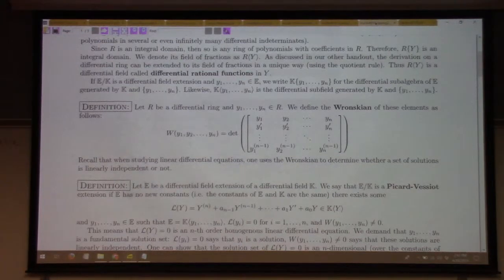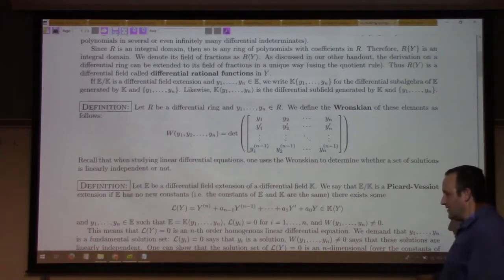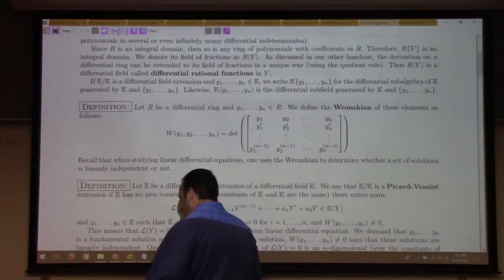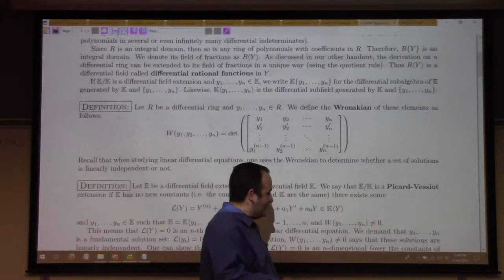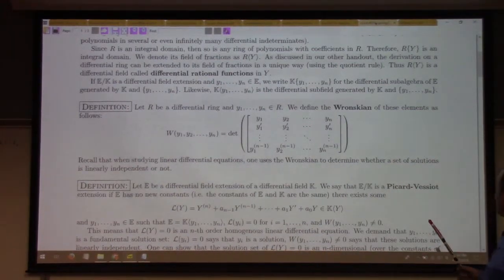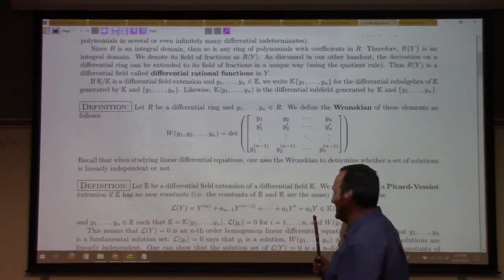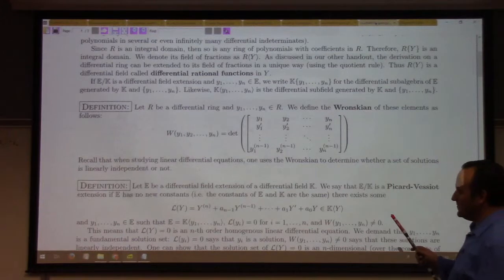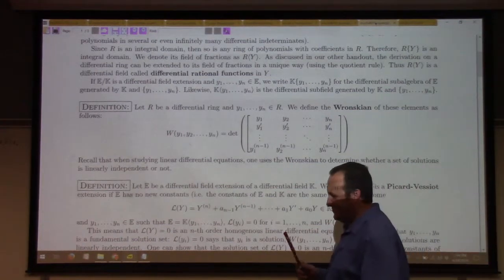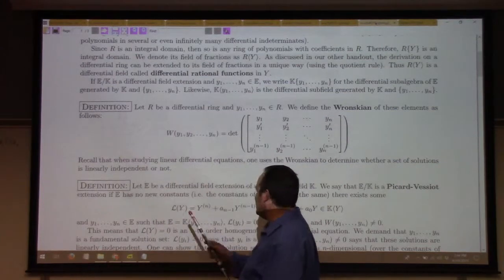All right, so definition: let E be a differential field extension of a differential field K. We say that E over K is, can you guys tell me how to say that? Picard-Vessiot? Let us say a PV extension, a Picard-Vessiot extension, if E has no new constants.